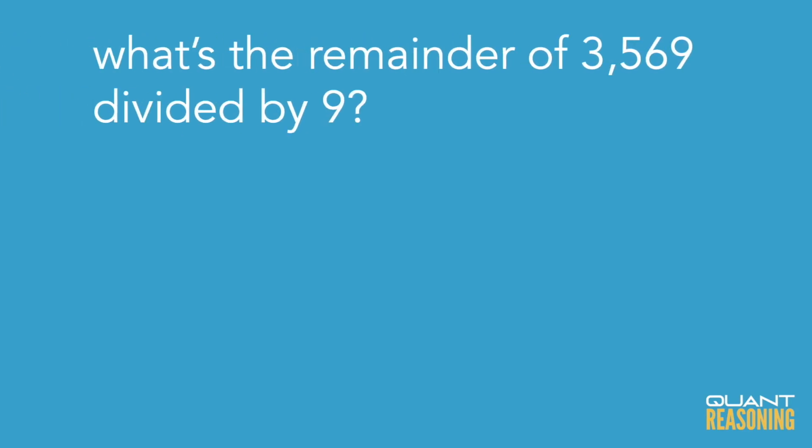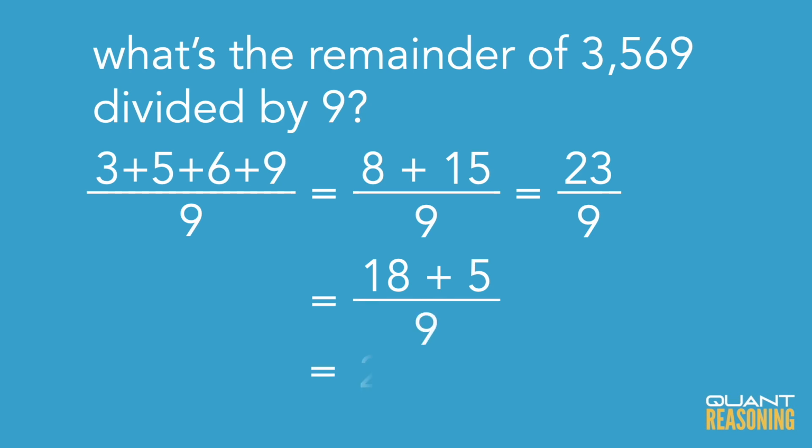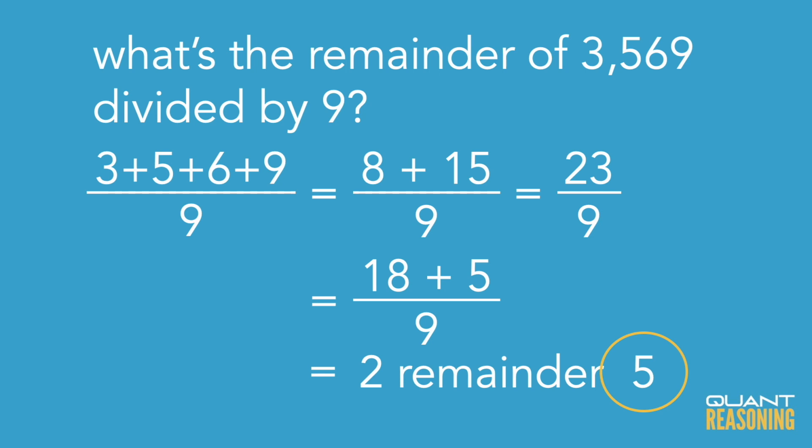And again, what's the remainder when you divide 3,569, this time by 9? Well, we can just add the digits of 3,569. So we get 23 divided by 9. And what's the remainder if we divide 23 by 9? Well, 9 goes in twice, and there's a remainder of 5.